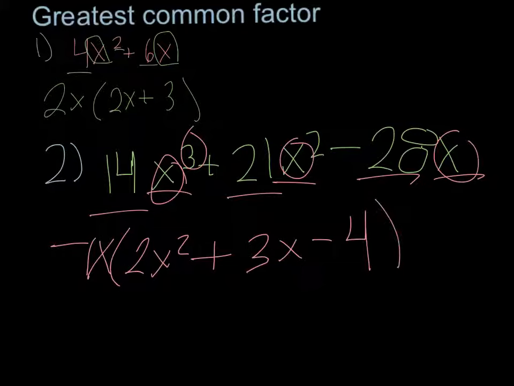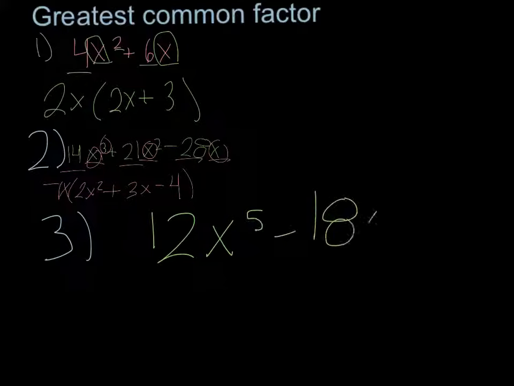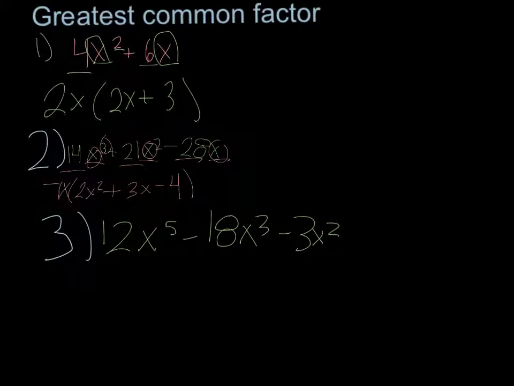See? Easy enough. Let's do something a little bit harder. Now, our problem is 12x to the 5th minus 18x cubed minus 3x squared. Don't let the large exponents trip you up because they're nothing too scary.